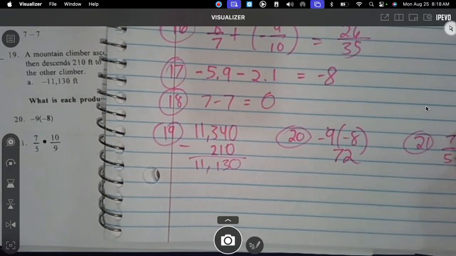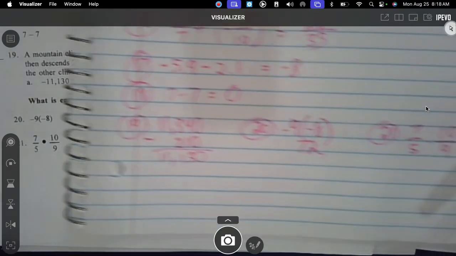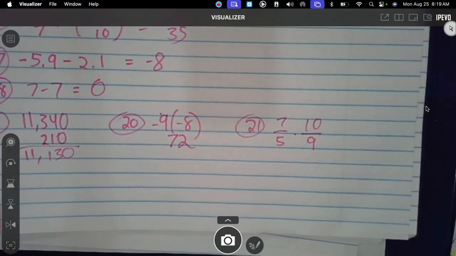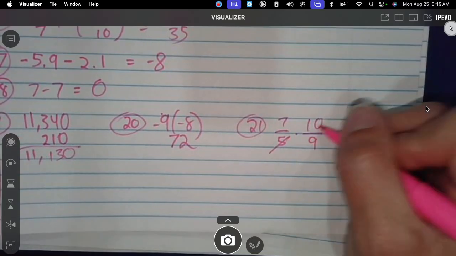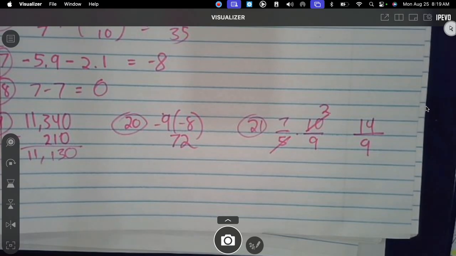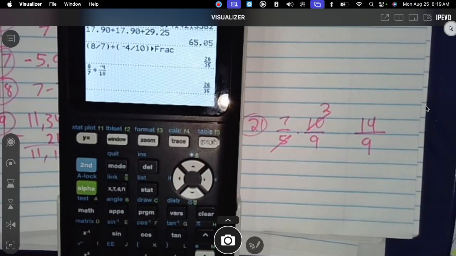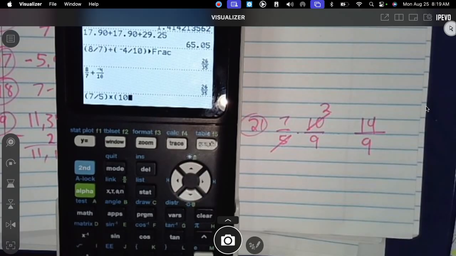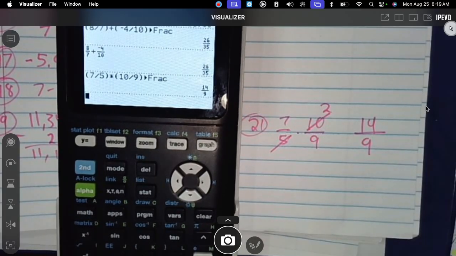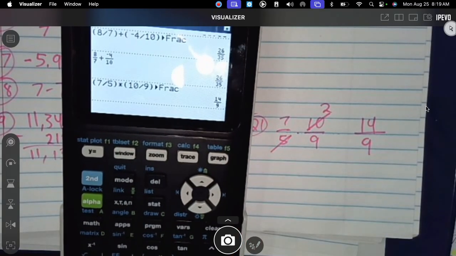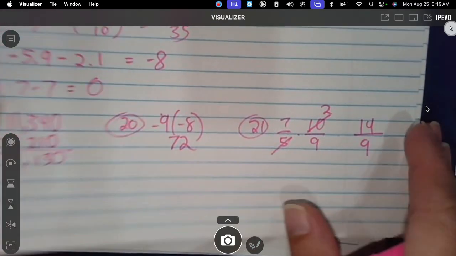21, 7/5 times 10/9. Oops, y'all can't see that. Again, put it in your calculator, okay? I would do like this. What's 7 times 2? I would get 14 over 9. What'd y'all get? 14 over 9. Okay, but just put it in your calculator one more time with fractions. 7 over 5 times 10 over 9. Math, enter. 14 over 9. As much as y'all use phones, y'all should definitely be able to use a calculator. Y'all should be good at it. Okay.